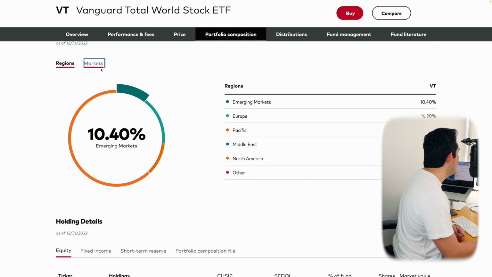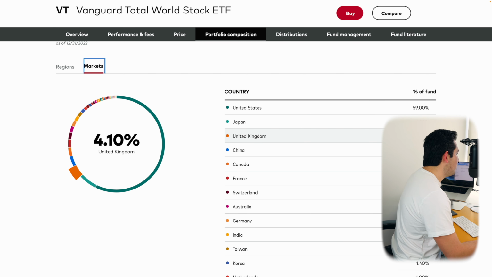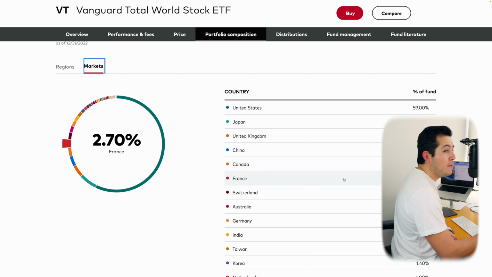If we want to know not by region, but by country, we can navigate over here to markets, and we see that 59% would be invested in the US, 6.3 in Japan, 4.1 the UK, 3.5 China, Canada, France, and so on. So this ETF indeed makes it very easy for us to invest in a very diversified way, investing all across the world in thousands and thousands of companies, so that if 1, 2, 100, even 1,000 companies fail, it just doesn't matter that much because this ETF is investing in so many more companies.